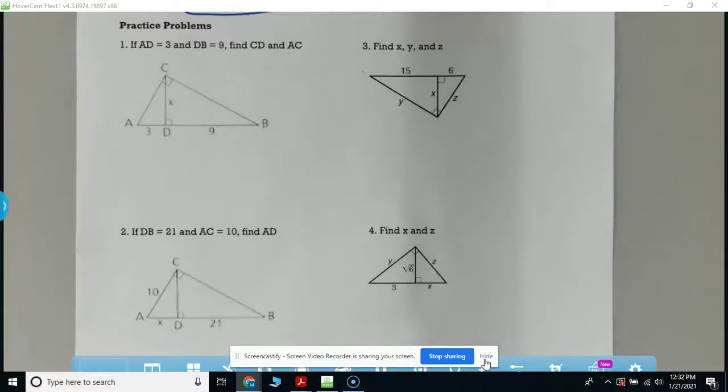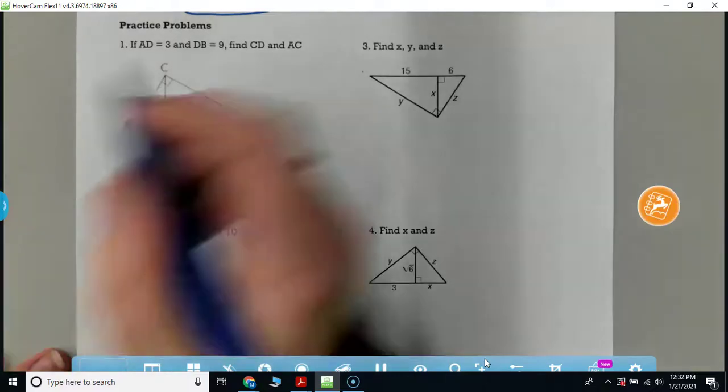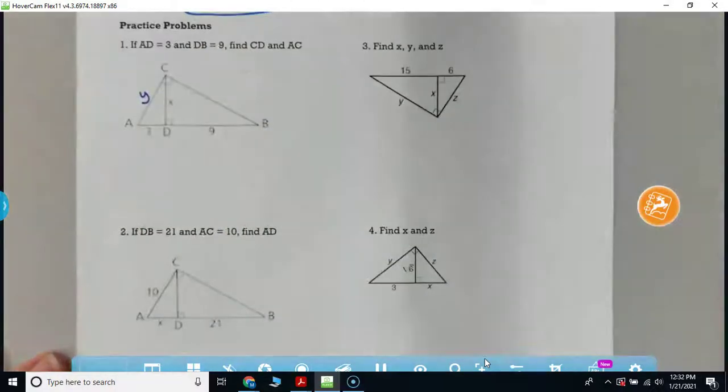All right, finishing up part 2 of our 9.3 notes. We're just going to work these 4 problems. So if we're told that AD is 3 and DB is 9, we want to find CD and AC. And I'm going to label AC as Y. That way we're solving for X and then Y.